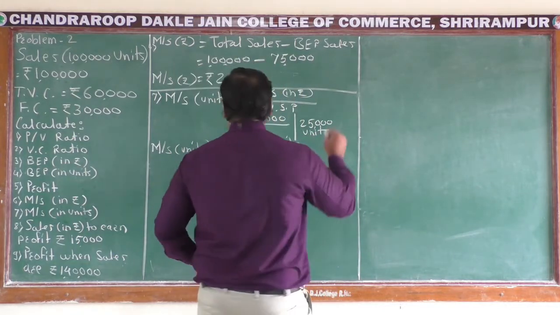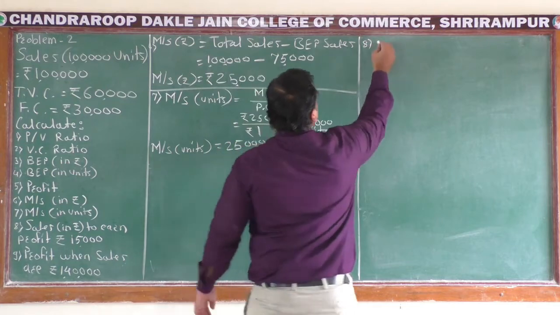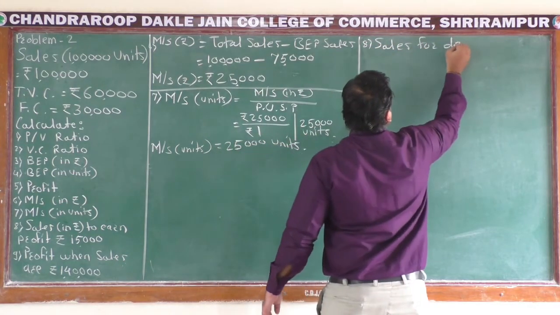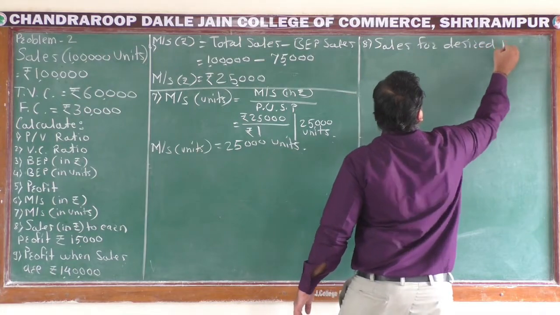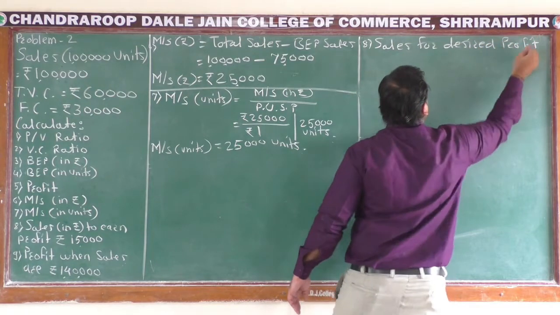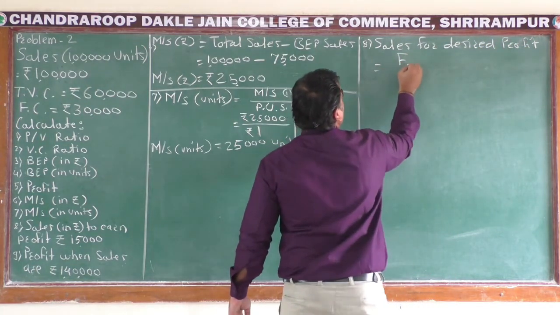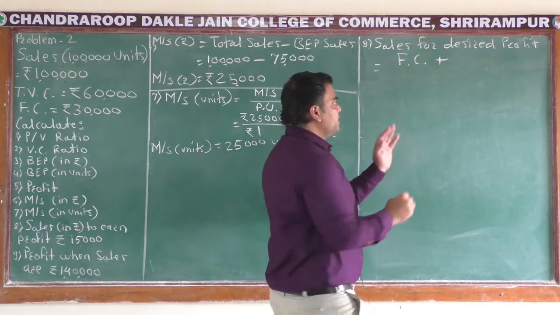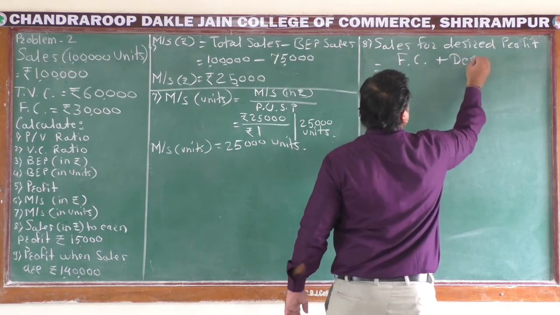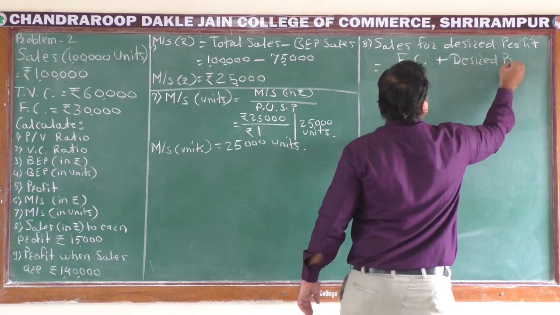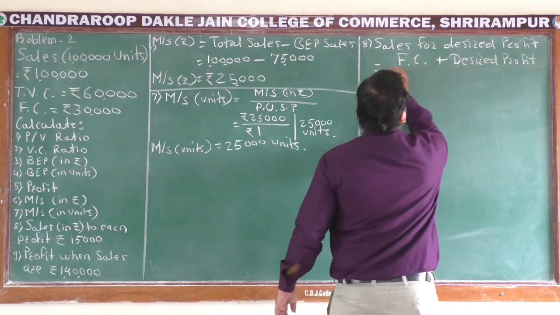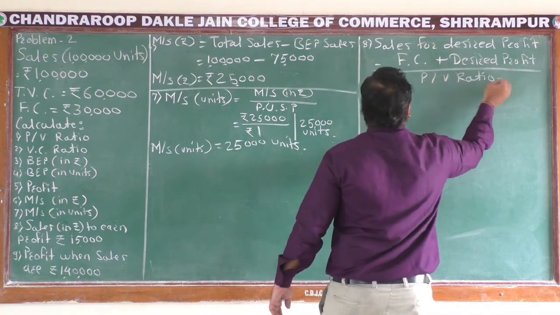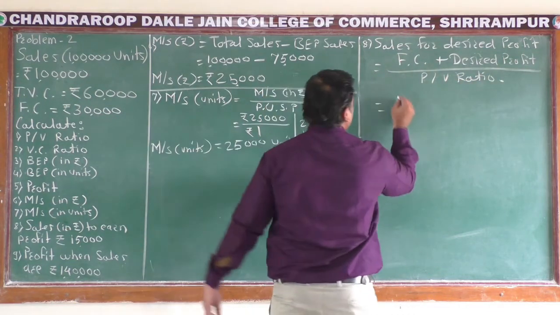So item 8, sales for desired profit. What is the formula to calculate the same? Fixed cost plus desired profit divided by PV ratio. So here fixed cost, which is 30,000.